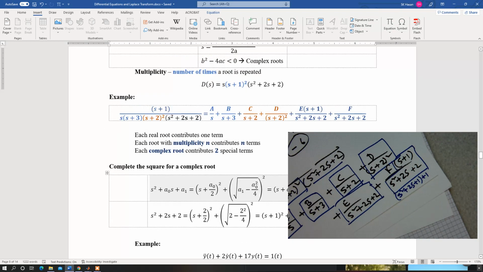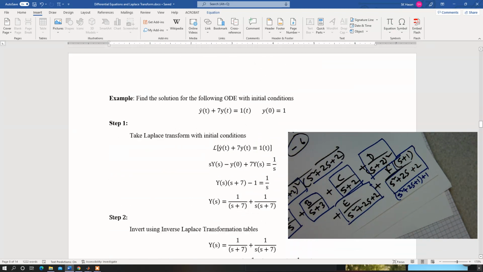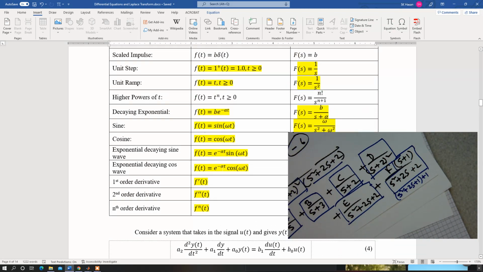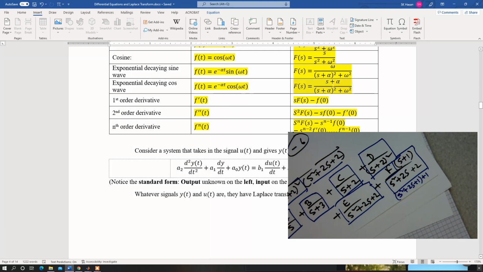Let me show you the Laplace table, the corresponding Laplace transformations. Look here. One is omega over s plus alpha whole square plus omega square, whose inverse Laplace transform is e to the power minus alpha t sine omega t. And another one is s plus alpha over s plus alpha whole square plus omega square, whose inverse Laplace transform is e to the power minus alpha t cos omega t.